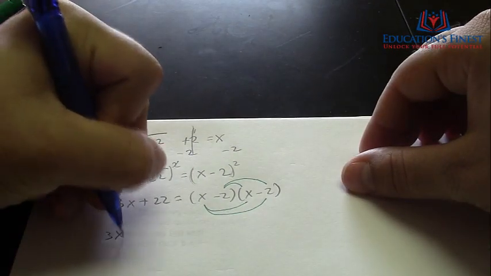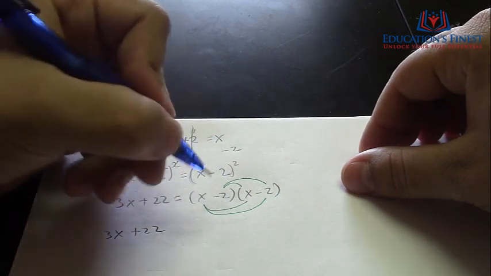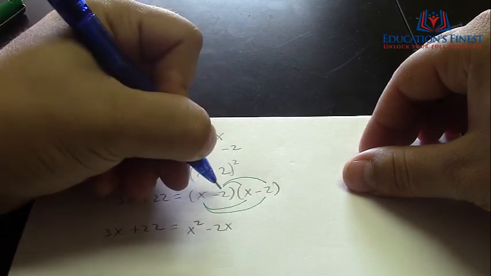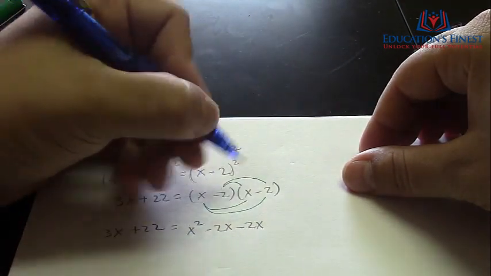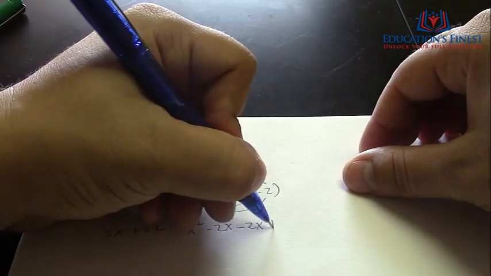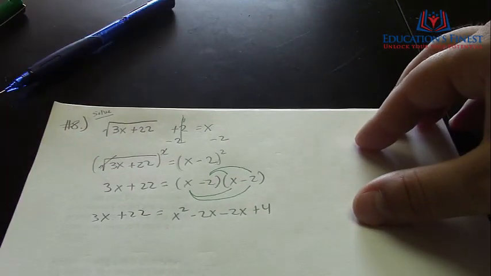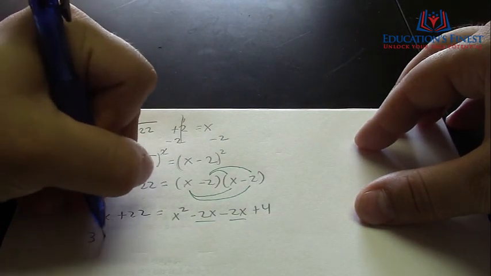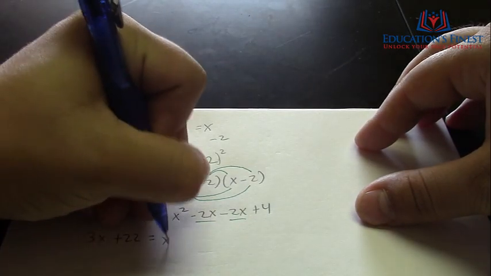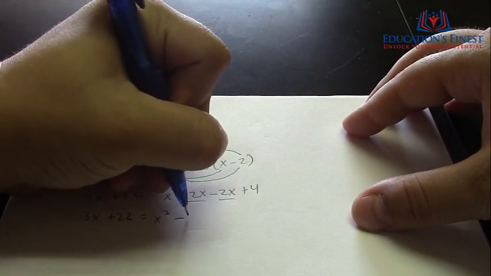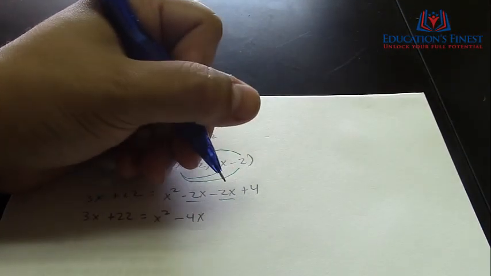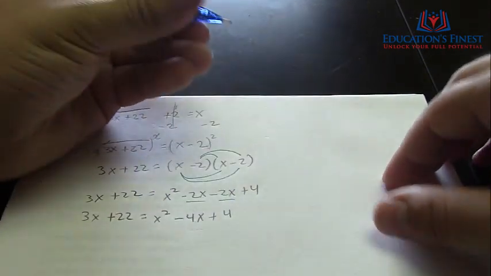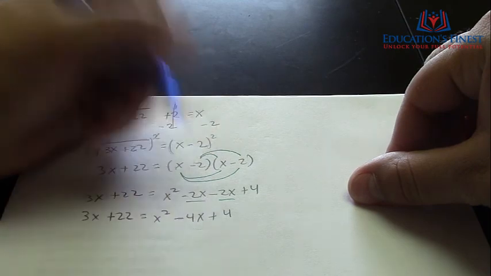Okay, so we have 3x plus 22. Now we're going to distribute this guy. X times x is x squared. X times negative 2 is negative 2x. Negative 2 times x is negative 2x. Negative 2 times a negative 2 is a positive 4, okay? Then you can combine those as like terms. So we have 3x plus 22 equals x squared minus 4x plus 4, because negative 2x minus 2x is negative 4x.